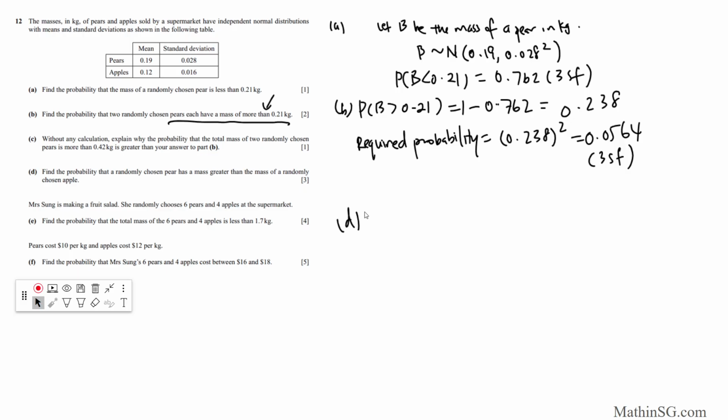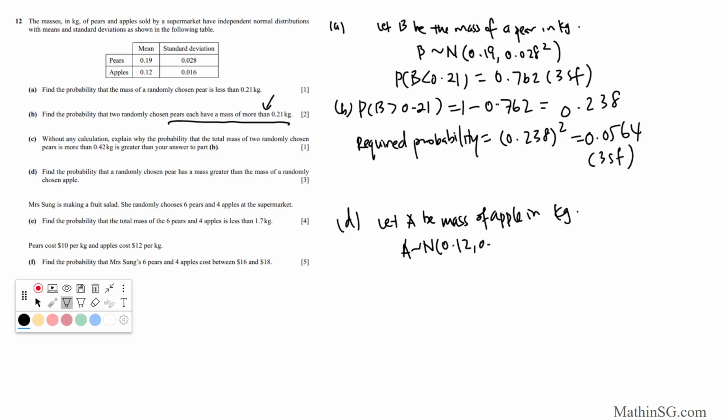That means if I let A be the mass of an apple in kg, I'm finding the probability that B is greater than A. But when I want to use my GC, I need one side to be a number, so I need to bring the A over. In order to find the probability of B minus A being greater than 0, I first need to find the normal distribution for B minus A.